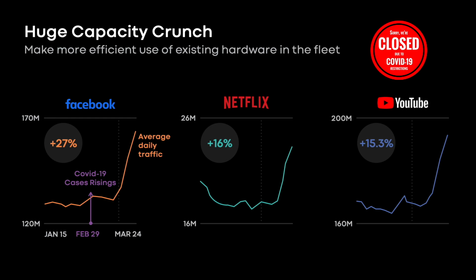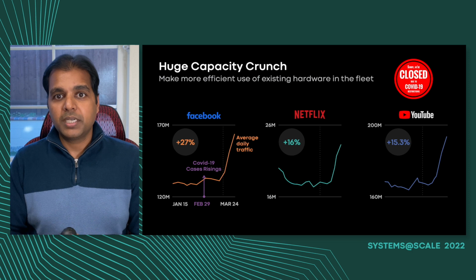However, the world was shut down, so it was not like we could just buy in a bunch of servers, ship them to our data centers, and meet the traffic demand that our workloads were facing. We had to make more efficient use of the existing hardware in our fleet. We had a huge capacity crunch back in the time.